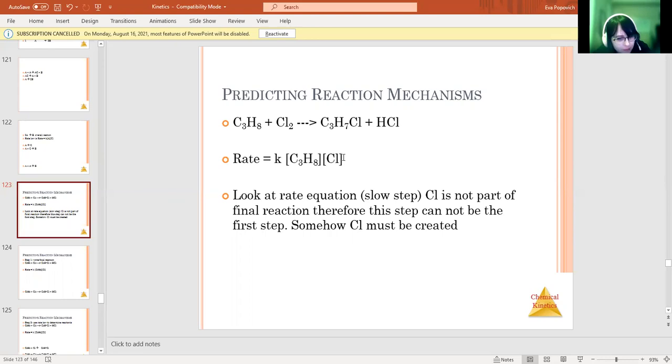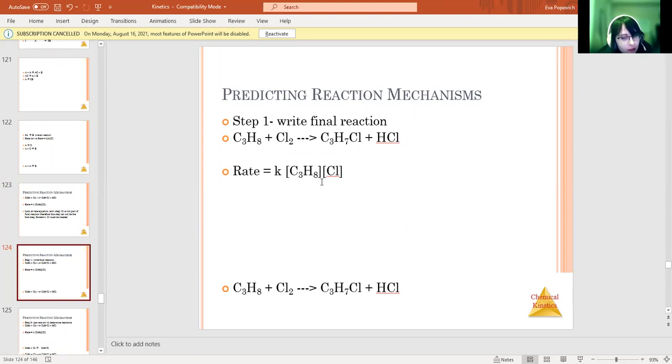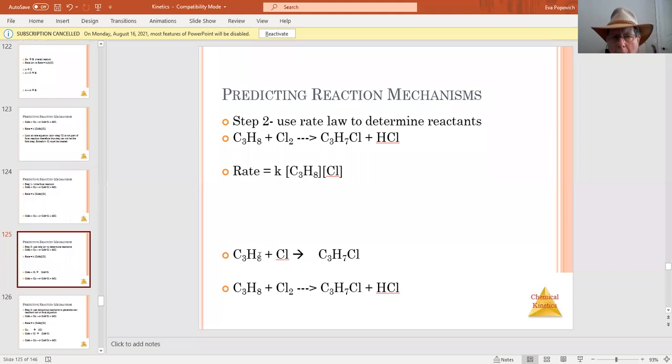Do I have Cl? No. Do I have to create Cl? Yes. I have to create Cl in order to make the overall reaction rate of C3H8 plus Cl. So this cannot be the first step. It would be C3H8 for the first time, so this is one of my reactions. It can actually be my last reaction. It doesn't have to be. I chose it to be that one.